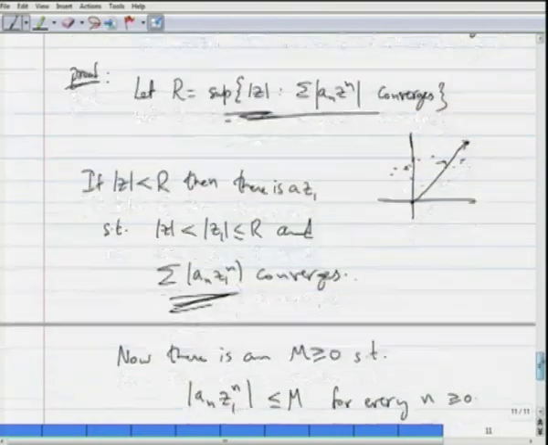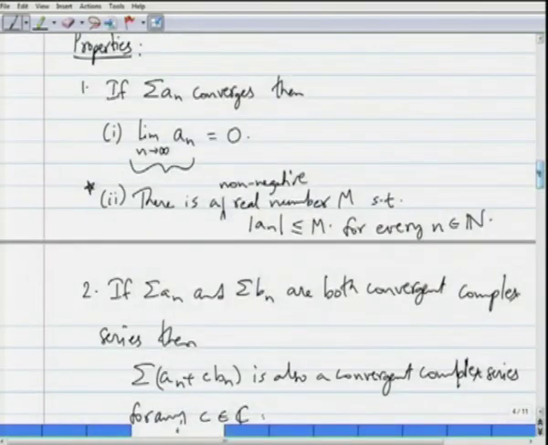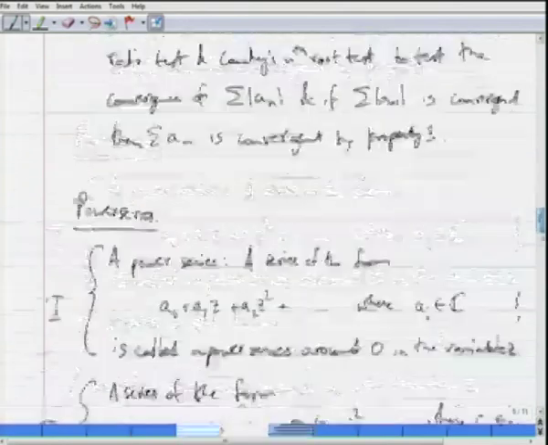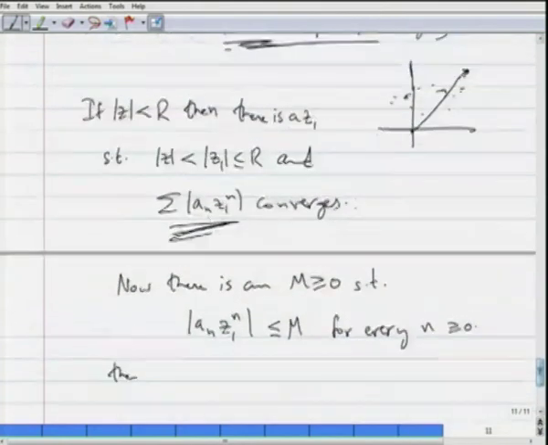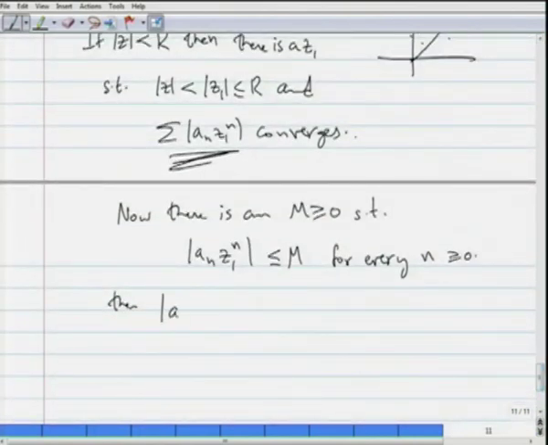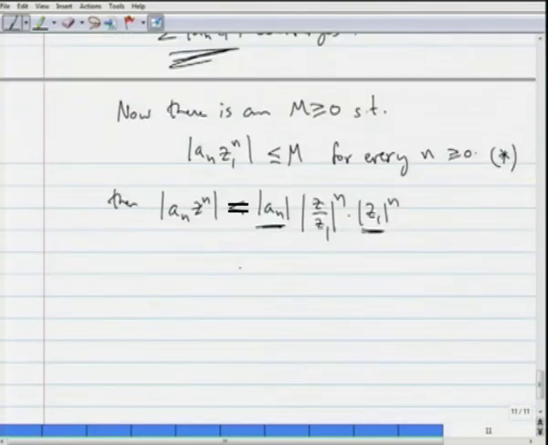So, allow me to go back here and point to this property. If sigma a_n converges, this property says that there is a non-negative real number M such that the modulus of a_n is less than or equal to M for every n belonging to N. So, I am using that property for series. So, the nth term is less than or equal to M for every n greater than or equal to 0.